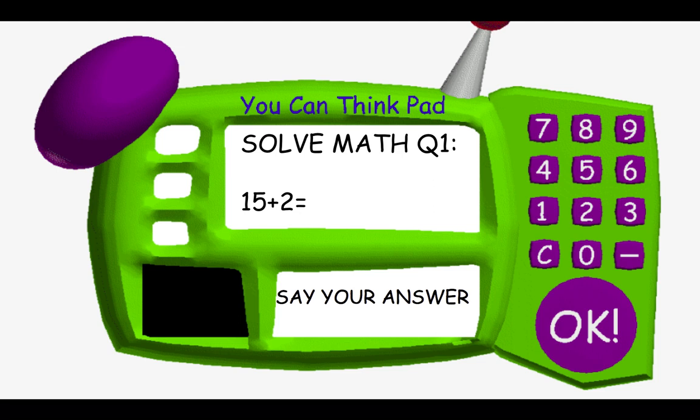Problem 1, 15 plus 2 equals 17. You're doing fantastic. Problem 2, 12 plus 17 equals 29. You're doing great. 0 divided by 0 equals, and this is problem 3.